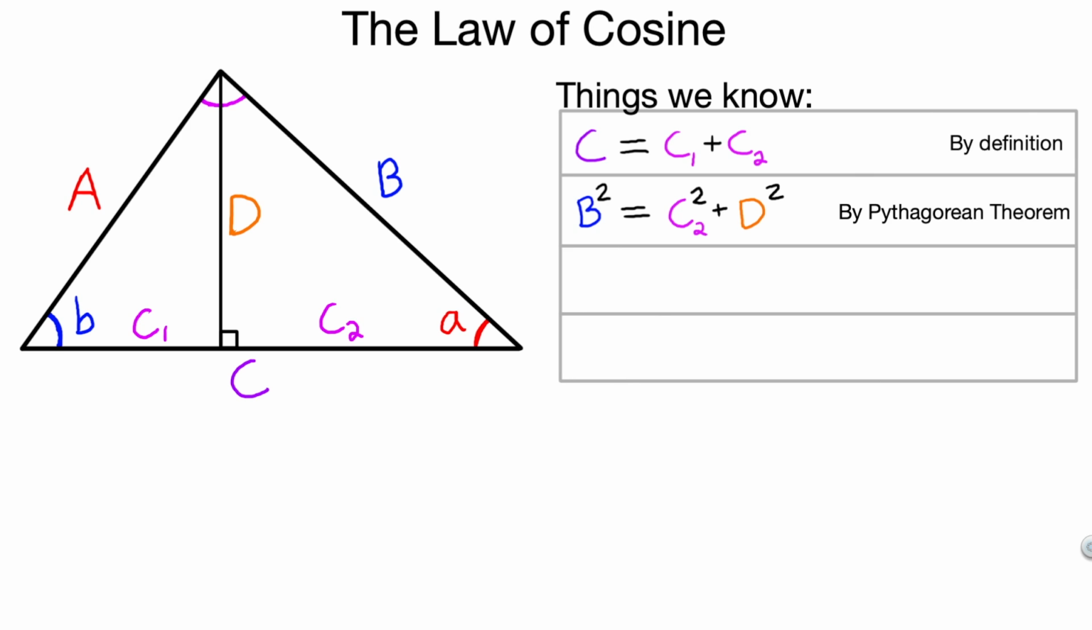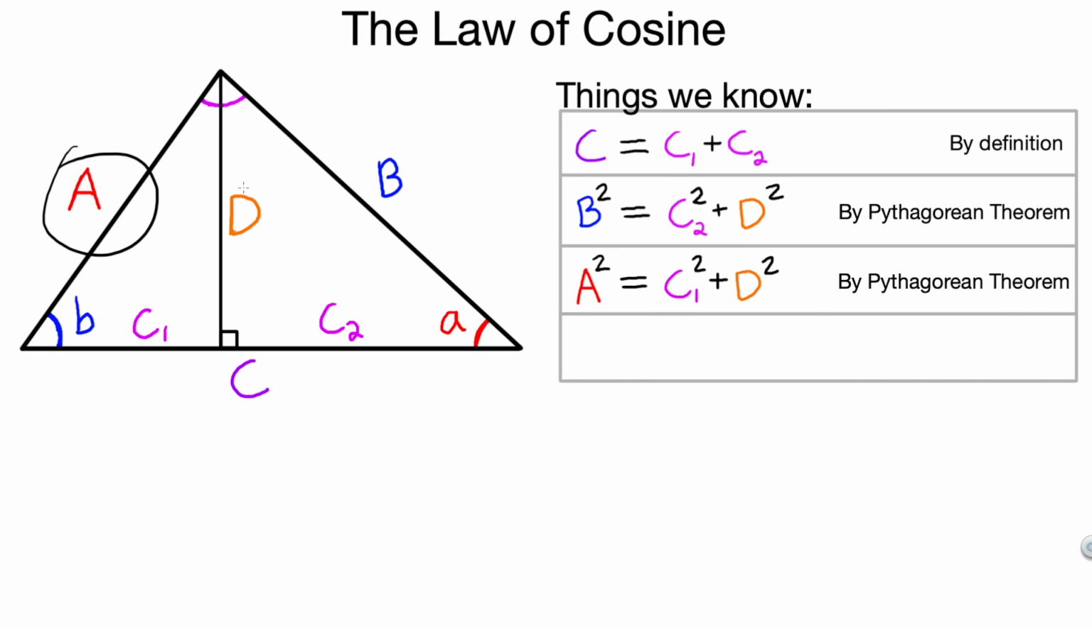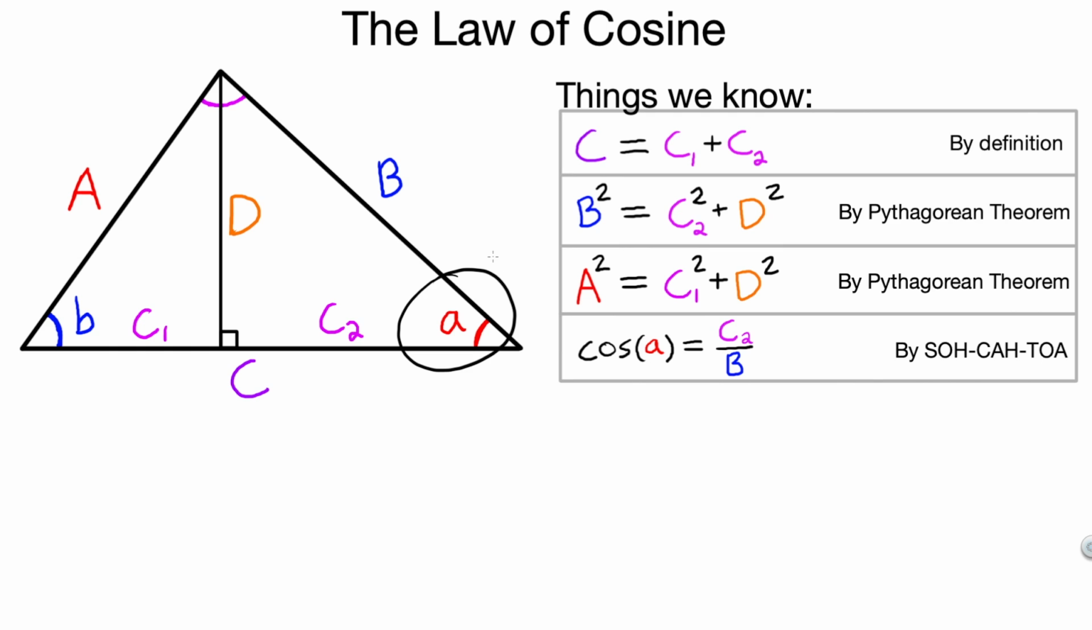The next thing we know is the same idea. We know that a squared equals c1 squared plus d squared. This is formed using the other right triangle, a, d, and c1. The last thing we know comes from trigonometry, and is cosine of a, the angle, is equal to c2 over b, which is the adjacent over the hypotenuse of the triangle formed by d, c2, and b.